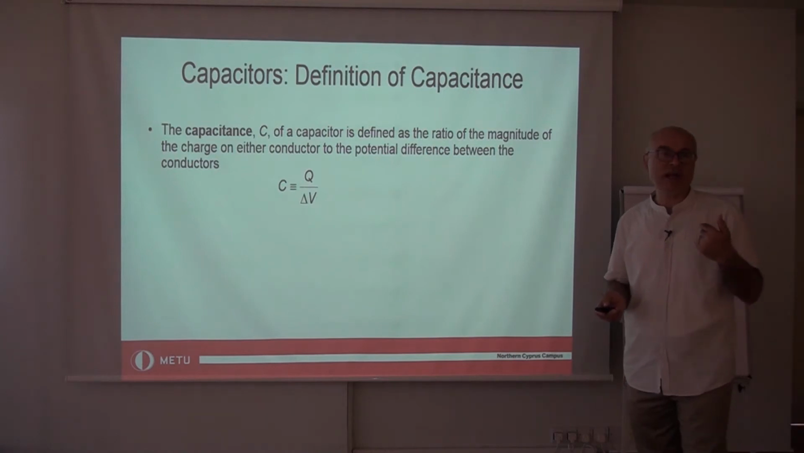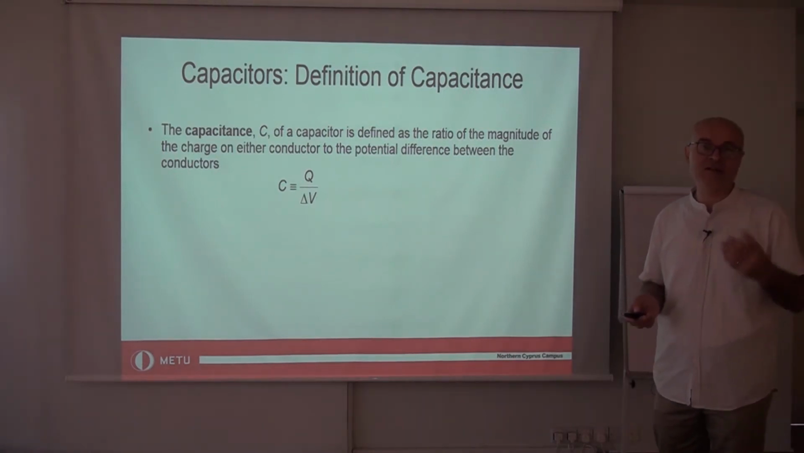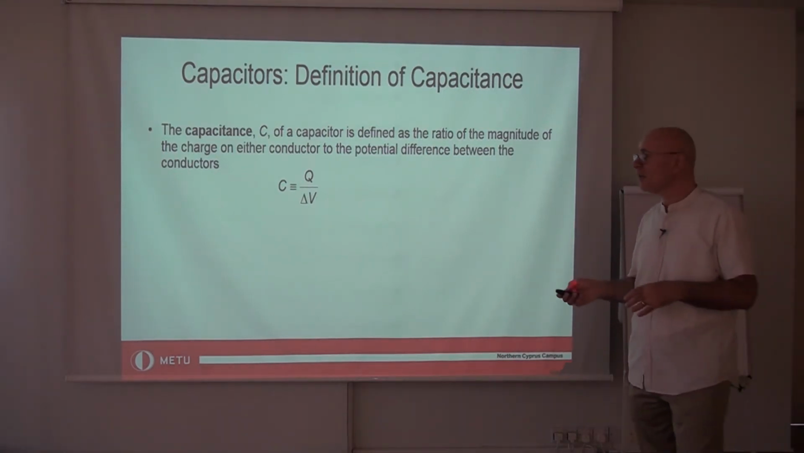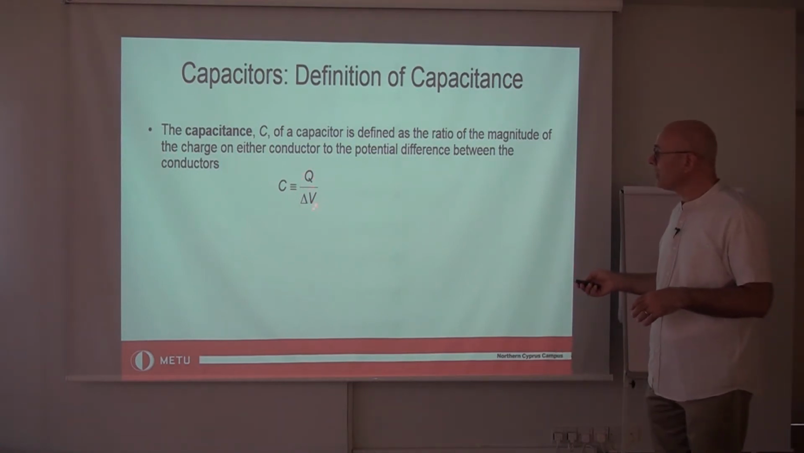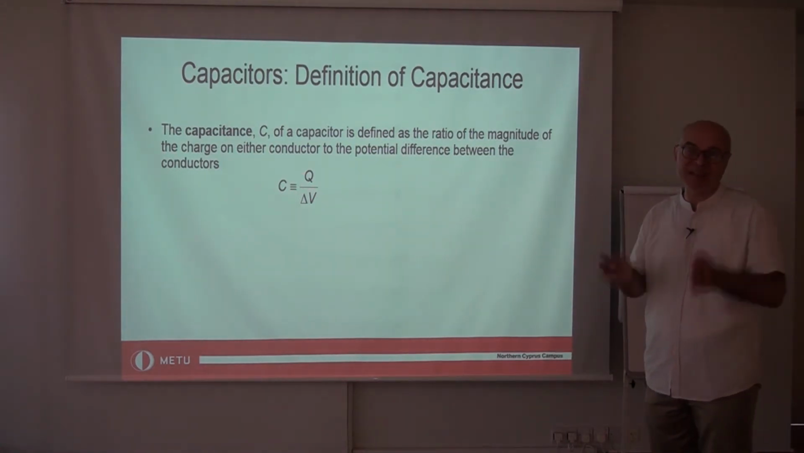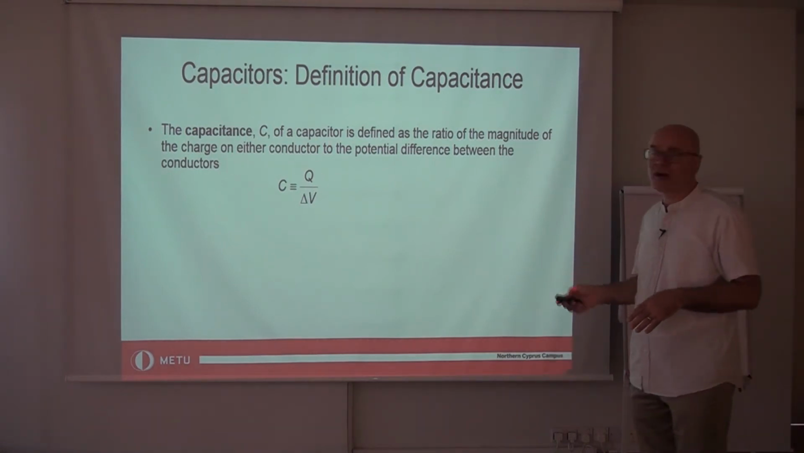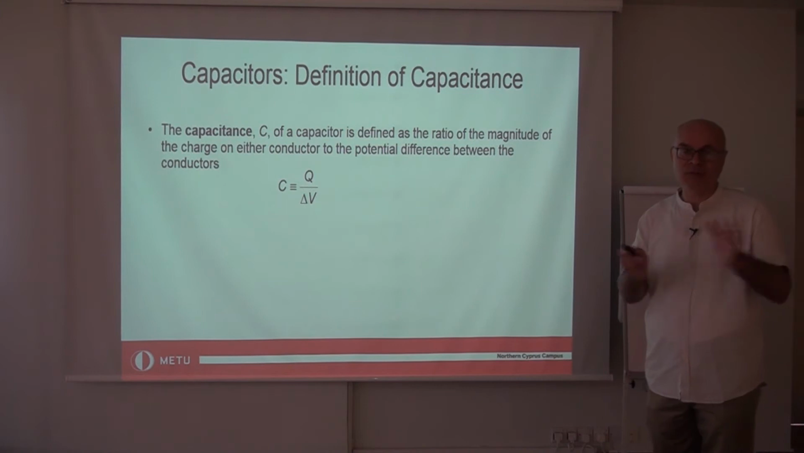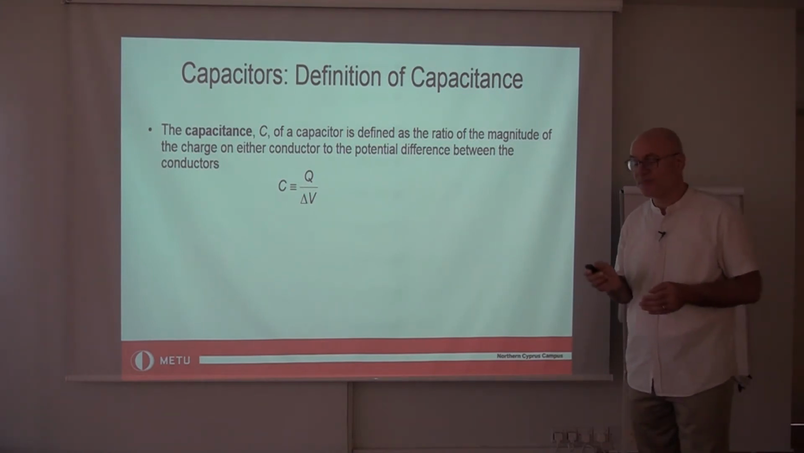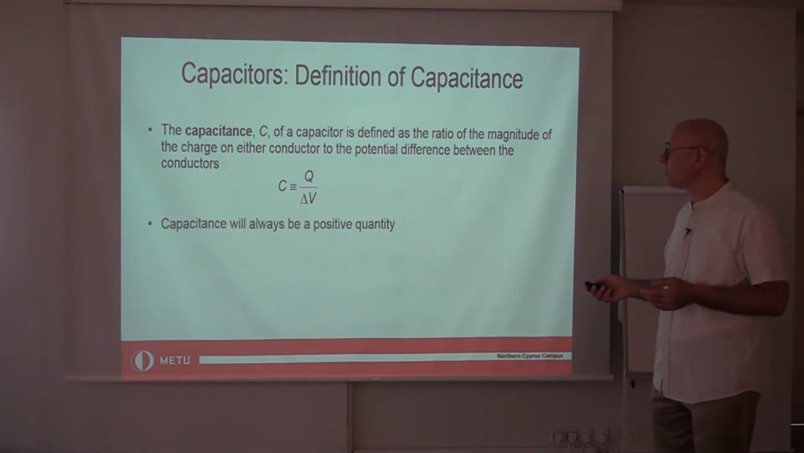It's just like what we have done in the case of a single conductor, except now the potential here is the potential difference between the plates of the capacitor. The charge is the charge on one of them, any one of them, the magnitude of that charge. Okay, so this is the capacitor.